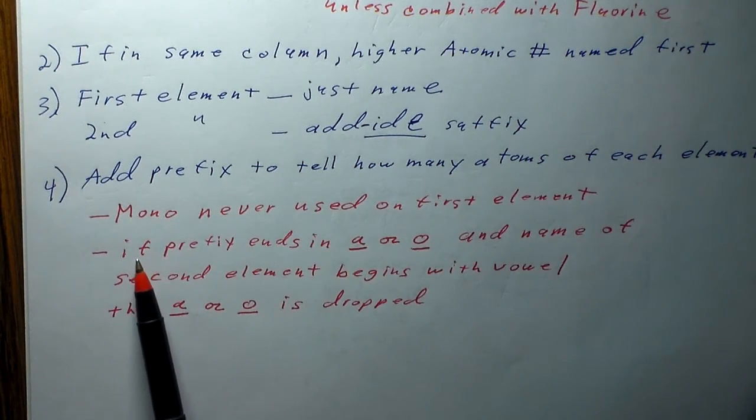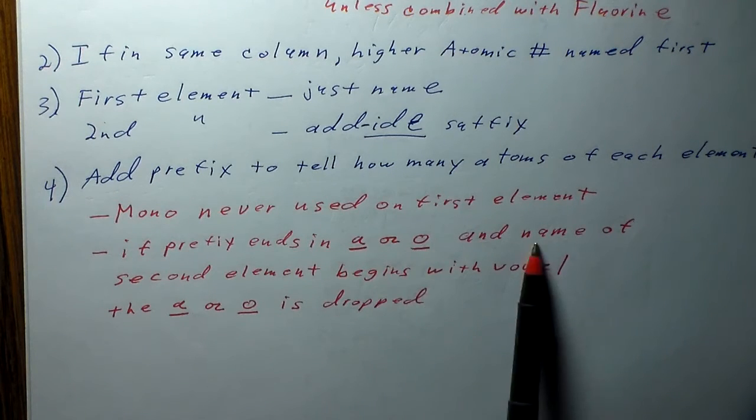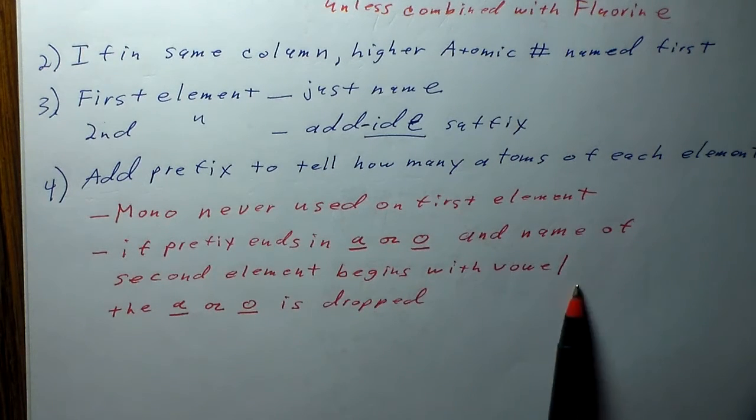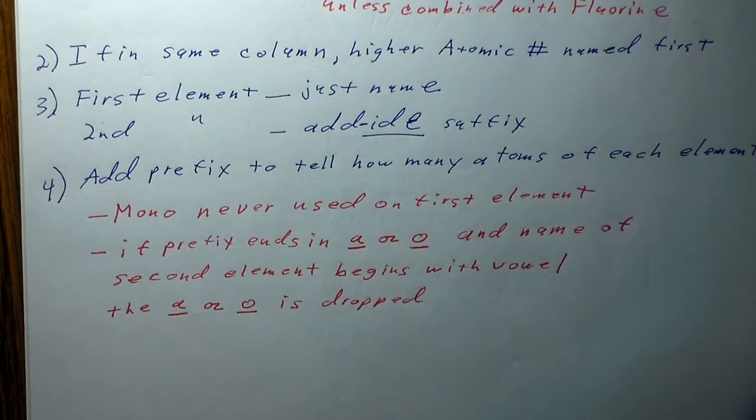Over here, if the prefix ends in an A or an O and the name of the second element begins with a vowel, then the A or the O is dropped. The reason for the second one here is basically that the name just rolls off the tongue much easier. So this is why we have monoxide, not monooxide, or pentoxide instead of pentaoxide. So it just helps the name roll off a little bit easier.